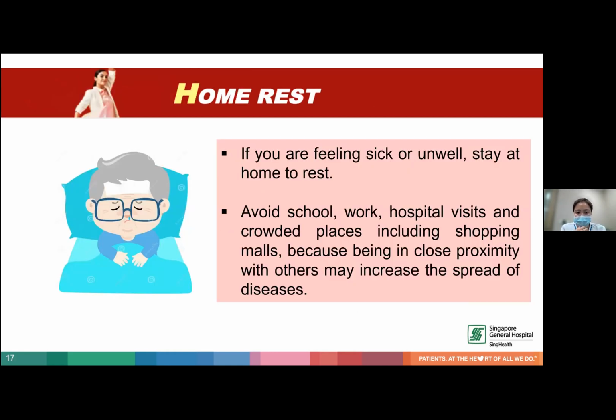And like I said, H for home rest is very, very important. So if you are not well, you should rest at home and avoid crowded places like your school, your work, or public places like shopping malls or wet markets for the elderly, so that you don't come in close contact with other people, be it the public or family members, to avoid spreading the germs to them.